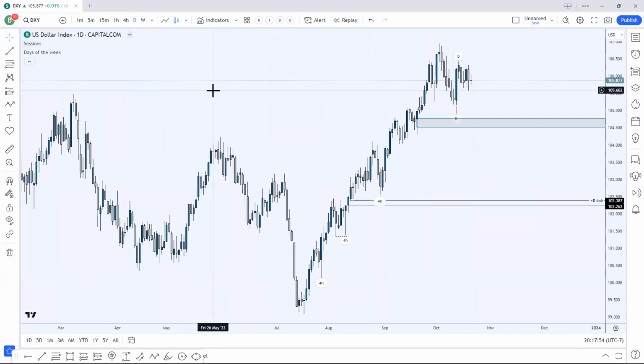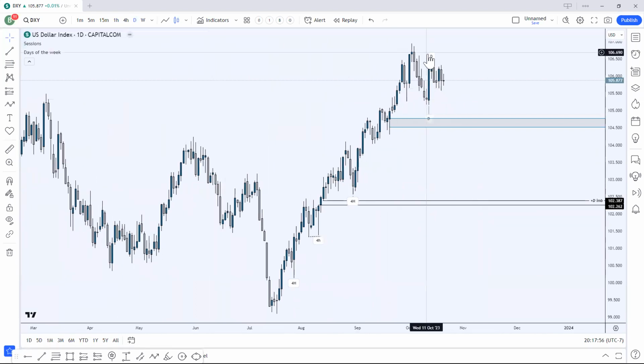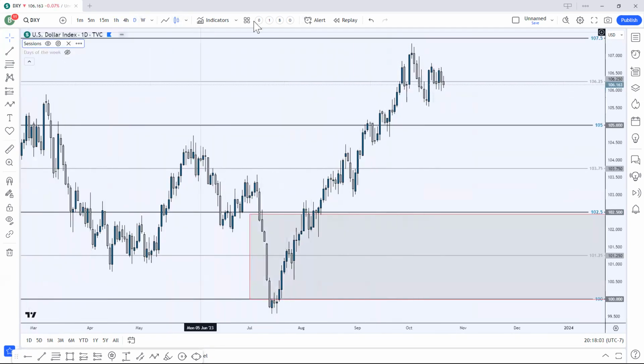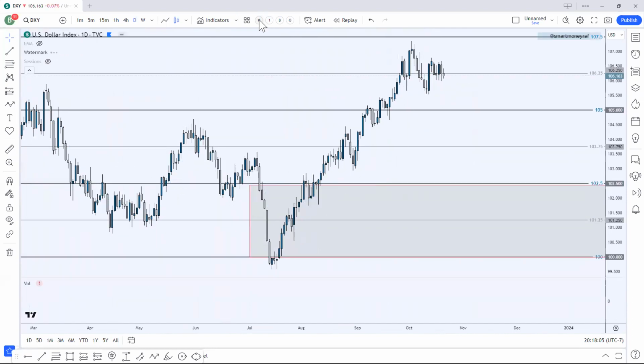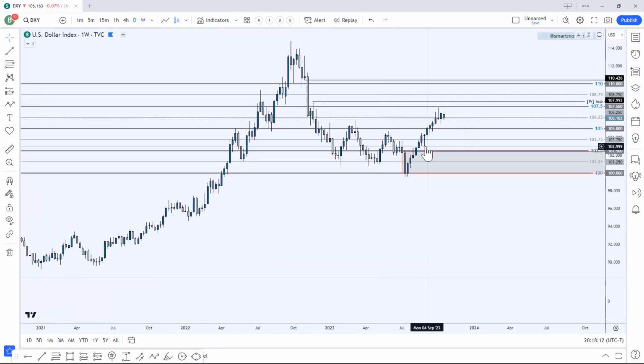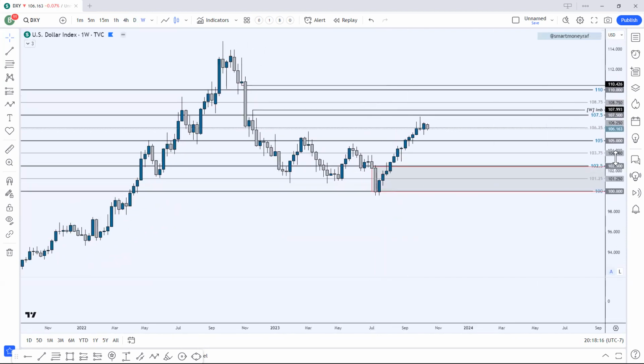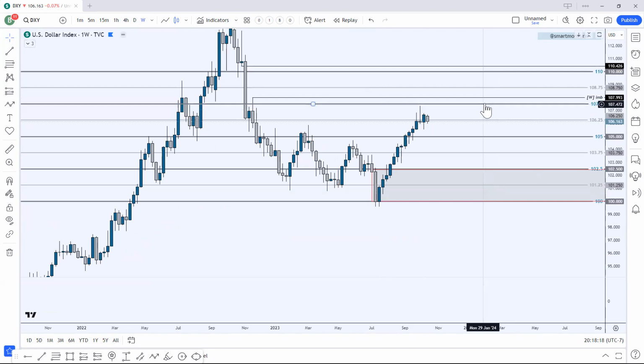So let's go on the daily. I mean, we could even go a little higher to the weekly. Let me hide these for now. I'm actually going to go here. And on the weekly with the dollar, we've been talking about the target of 107, or sorry, 107.5 all the way up to 110, which is pretty much a weekly imbalance, right? So we're expecting the dollar to continue to move up.